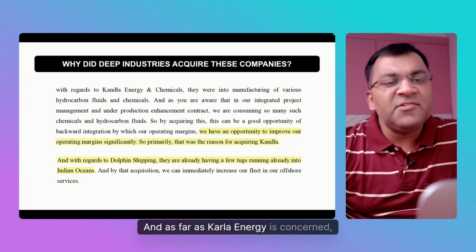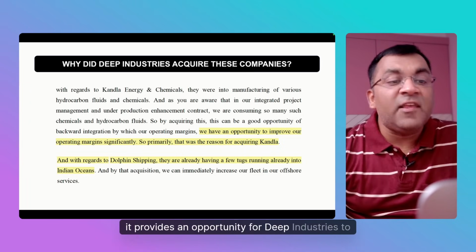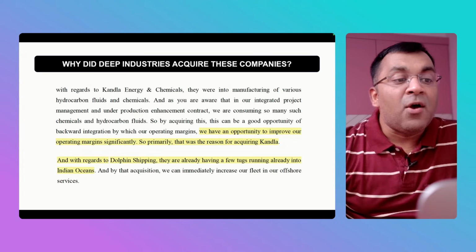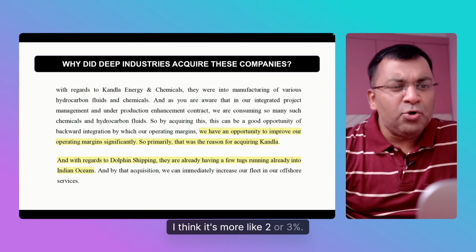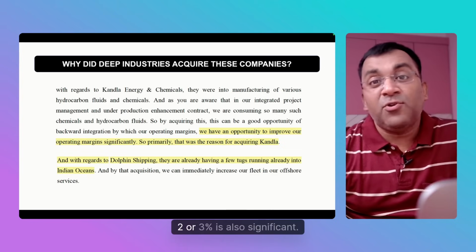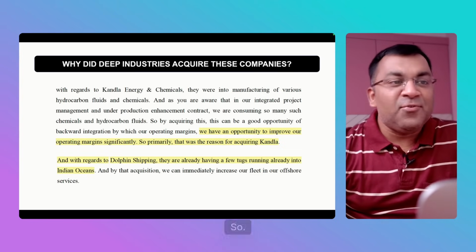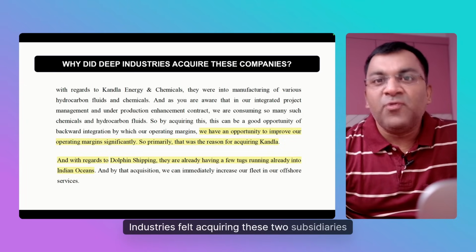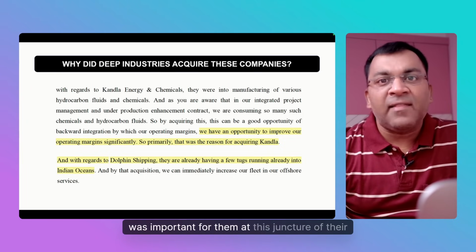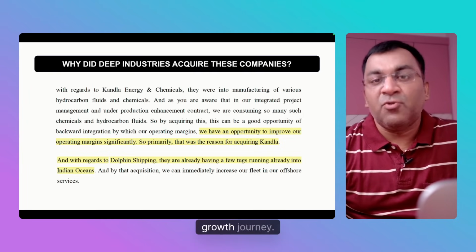And as far as Kandla Energy is concerned, it provides an opportunity for Deep Industries to improve its operating margins significantly. They've used the word significantly. I think it's more like 2 or 3%, but yeah, 2 or 3% is also significant. So these are the couple of reasons why Deep Industries felt acquiring these two subsidiaries was important for them at this juncture of their growth journey.